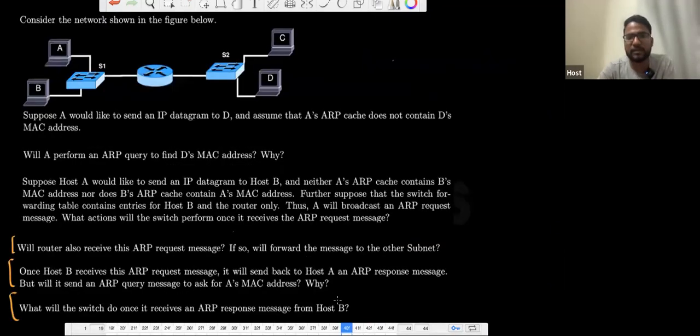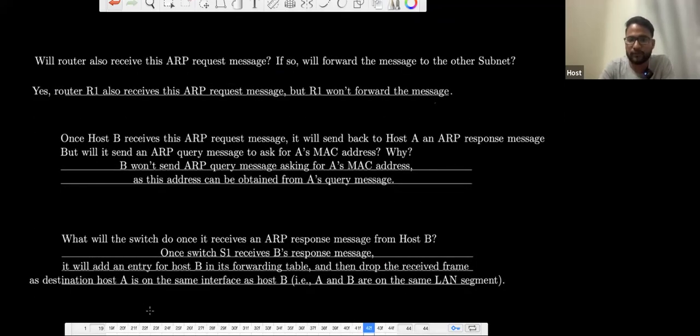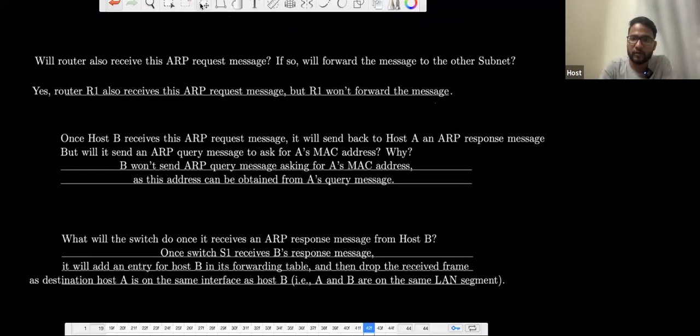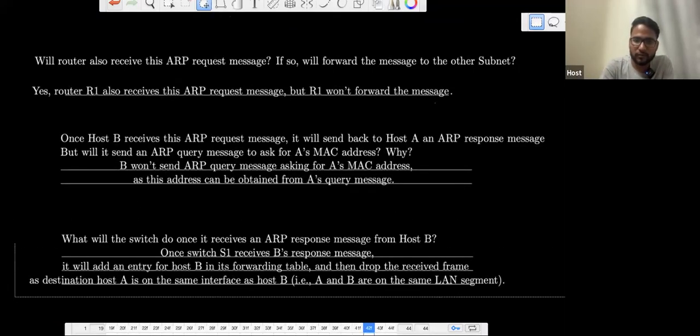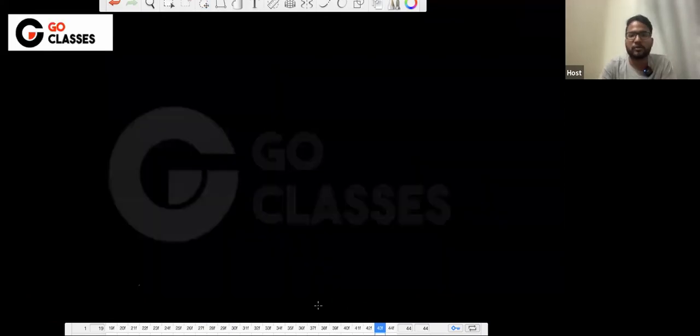Maybe they wanted to ask something else. If B is sending a unicast message to A, then this will not be dropped; obviously it should reach A. Once it receives the ARP response message from host B, it will just forward that to A. I think this was the answer to some other question probably. Definitely, it should send to A. So I hope you understood.